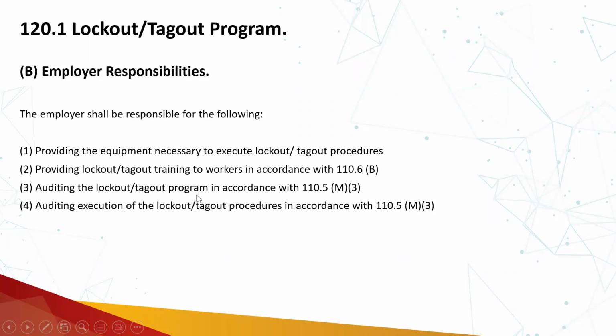Auditing the lockout and tagout program in accordance with 110.5(M)(3). So the lockout and tagout program needs to be audited every year as per the requirement of 110.5(M)(3). Auditing the execution of the lockout and tagout procedure in accordance with 110.5(M)(3). Again, this is every year. So the responsibility of the auditing is with the employer.